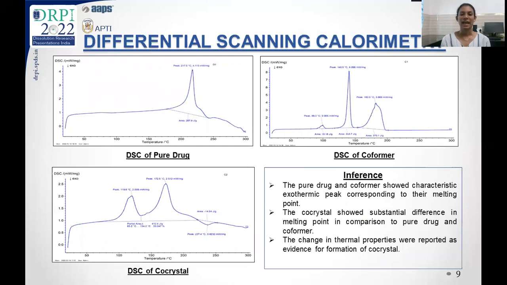Next is differential scanning calorimetry, that is DSC, which was performed for the pure drug, coformer, and co-crystal. From the peaks, we can say that the pure drug and coformer showed characteristic peaks corresponding to their melting points. The co-crystal showed a substantial difference in melting point compared to the pure drug and coformer, and this change in thermal properties was reported as evidence for the formation of co-crystal.